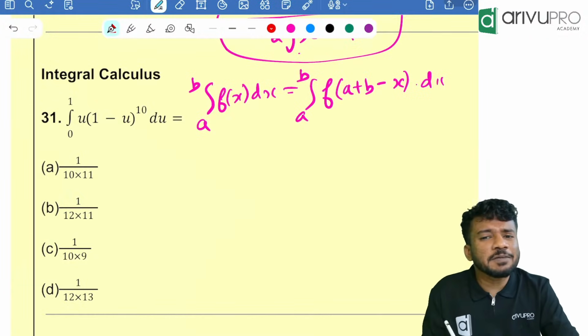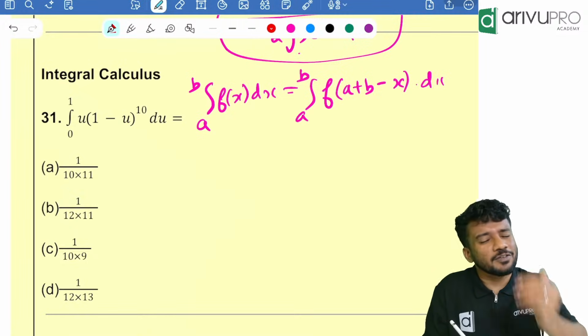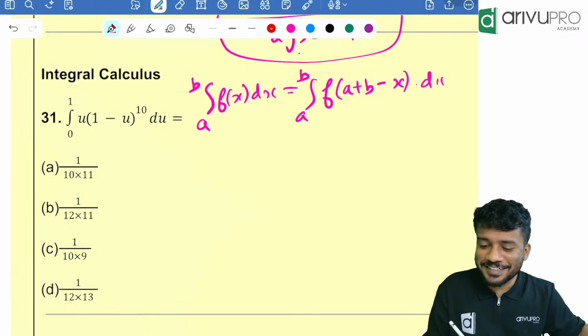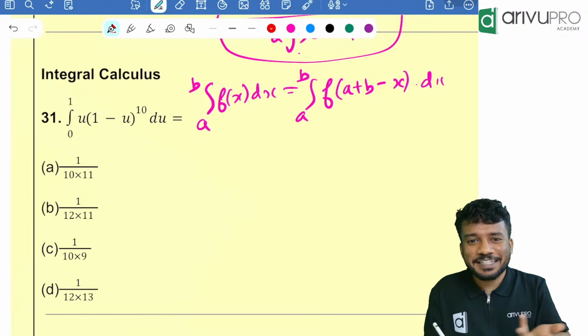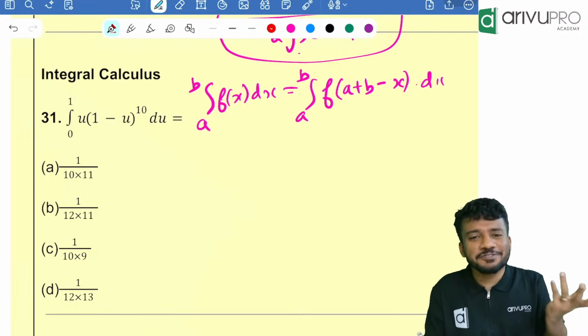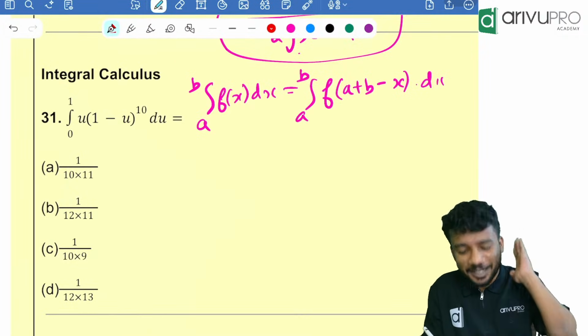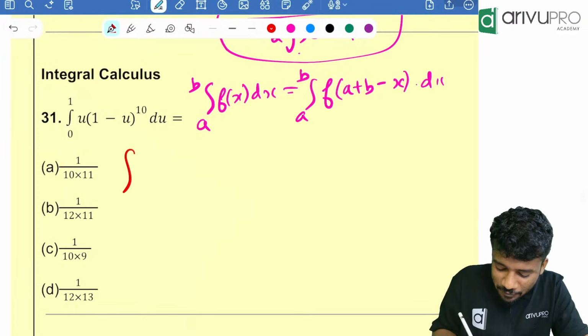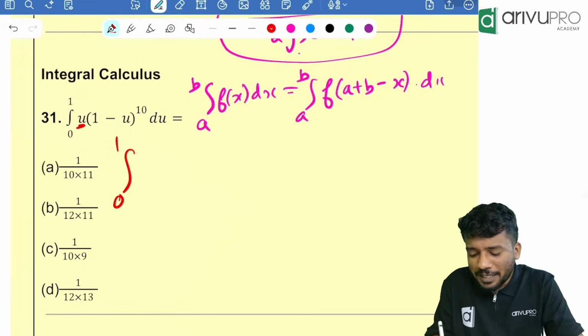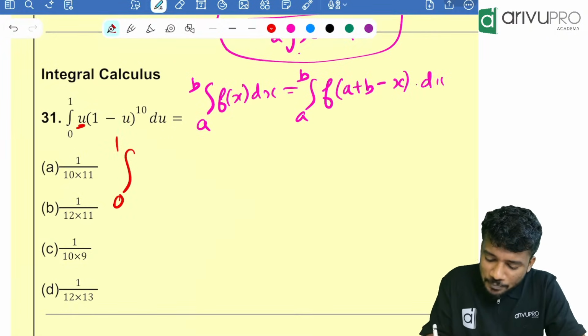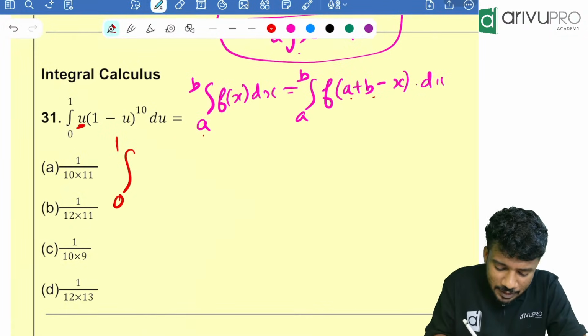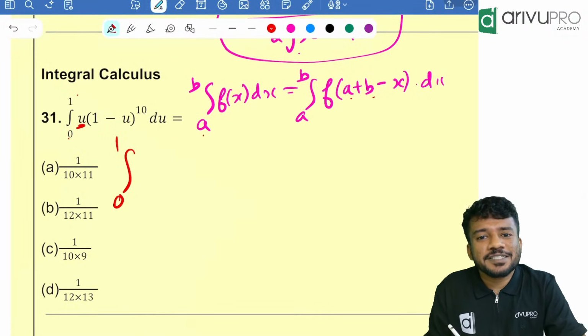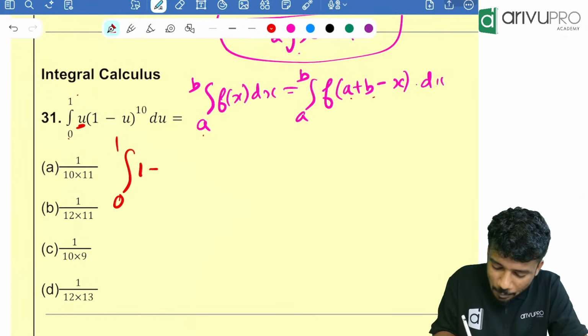We will use the same logic over there to solve this question. Otherwise, you will not be able to solve this. That is the problem of this question. Without using this concept, you can't solve this. So, integral from 0 to 1. So, u will become what? A plus b is how much? Here 0 plus 1. 0 plus 1 is how much? 1. So 1 minus u.